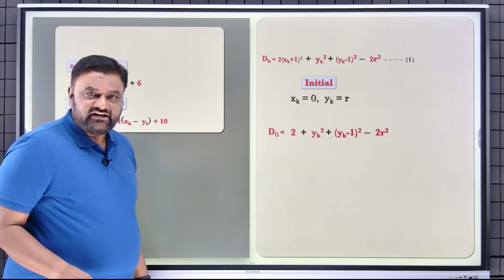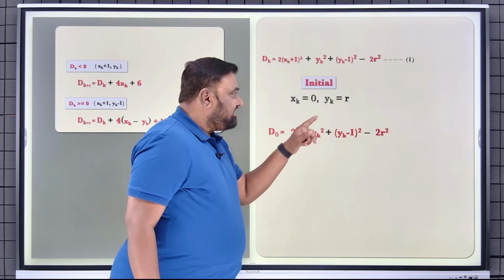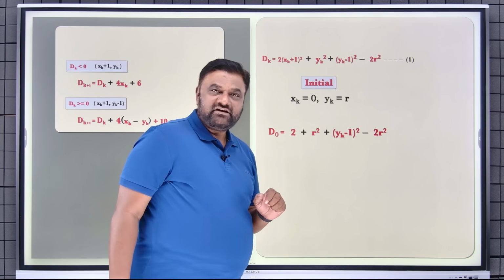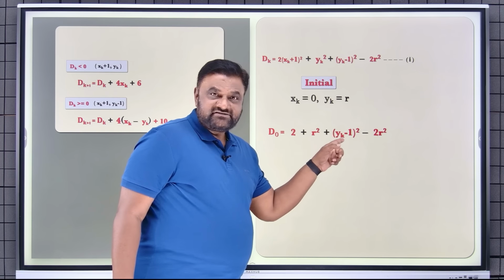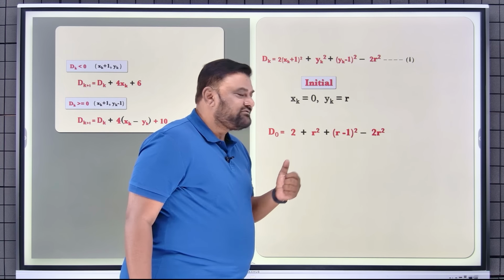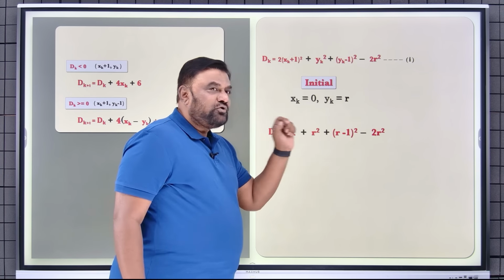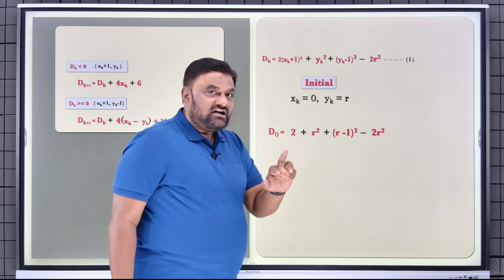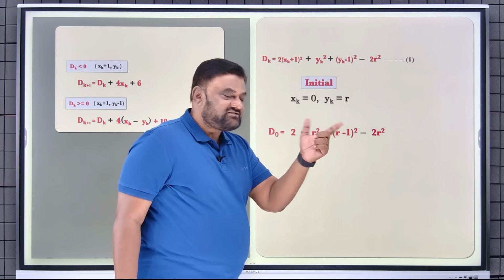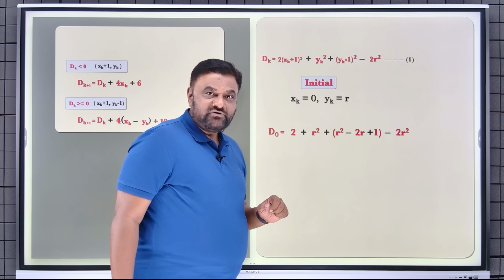Then there I have simplified. Now y_k is going to be r square, then (y_k minus 1) whole square, so this will be (r minus 1) whole square. Let us open this one. This becomes r square minus 2r plus 1.